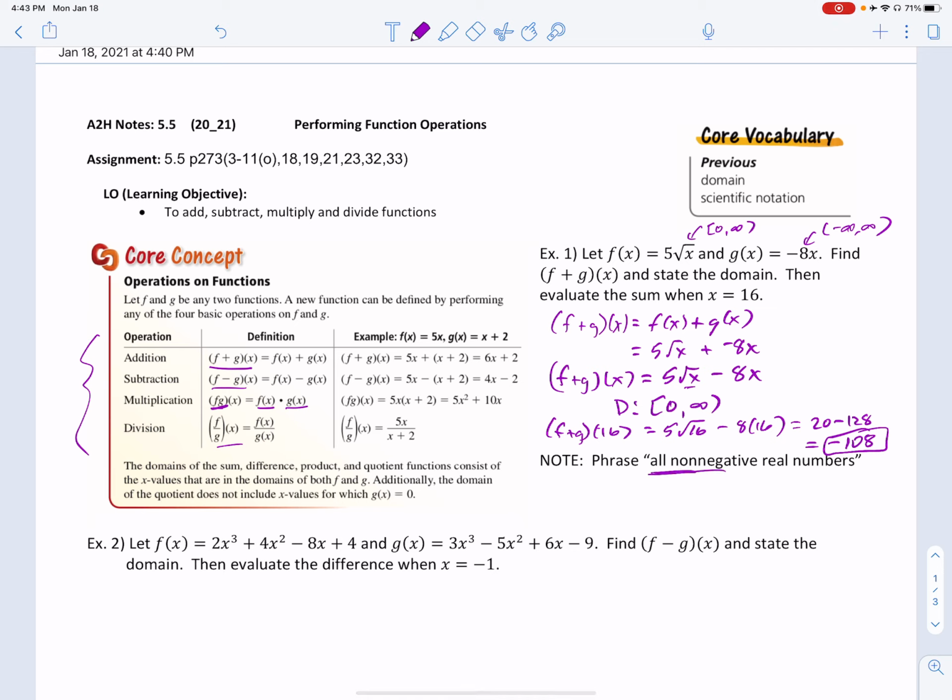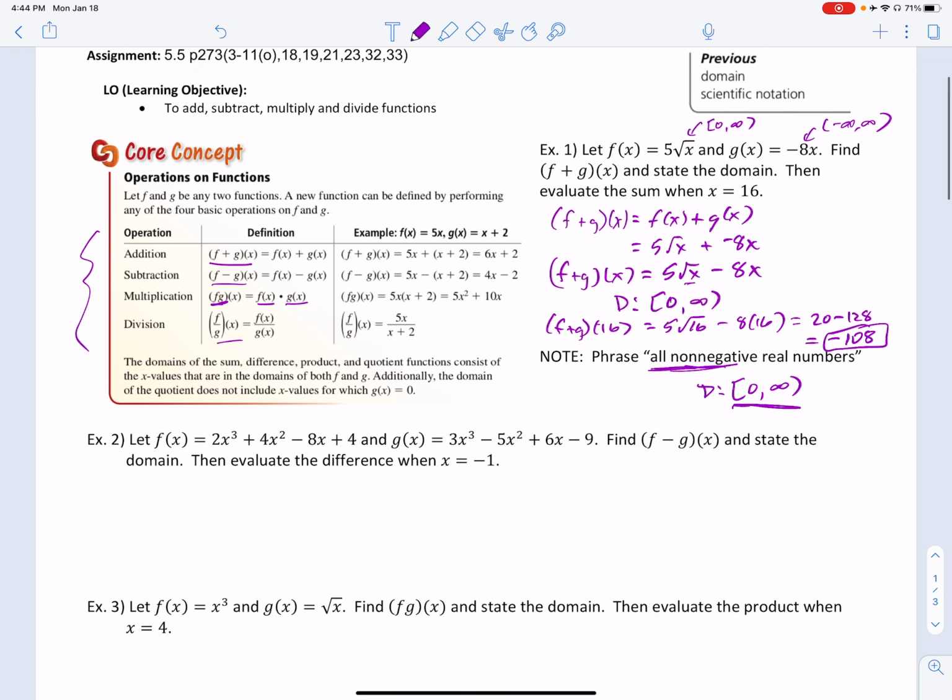And all non-negative real numbers, that is the same as saying that the domain is 0 to infinity. It's just 0 is not positive or negative. And so it's just a phrase that I would like you to be familiar with, that instead of saying that the domain is 0 and all positive numbers, we can say that a little more concisely by saying the domain is all non-negative real numbers. And that means the same as this.